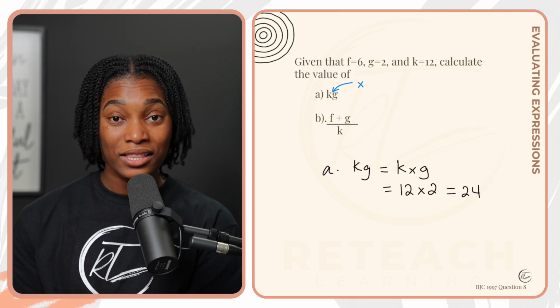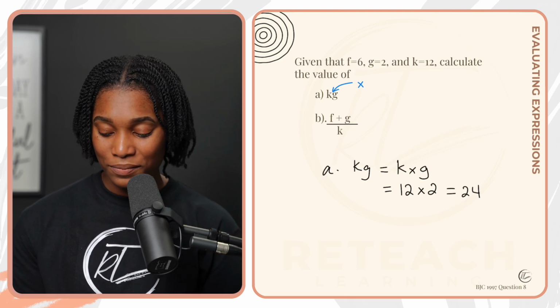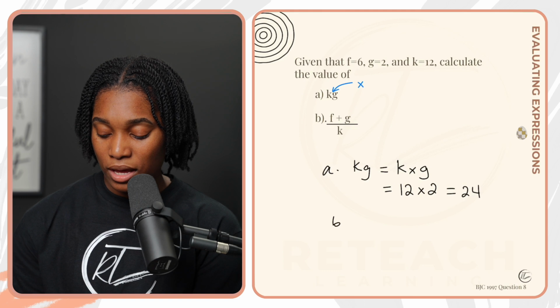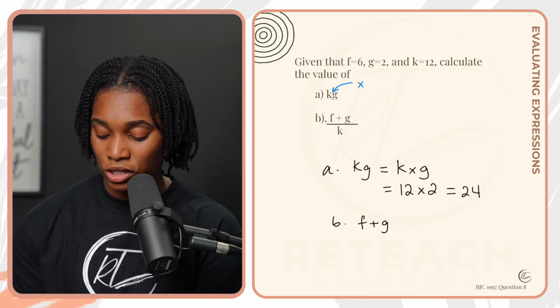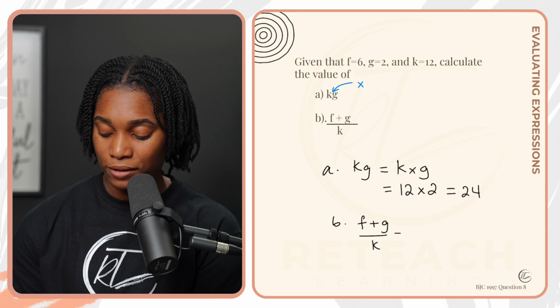Now let's take a look at part B. All right, so part B says F plus G, I'm going to just write it out. F plus G, all divided by K.